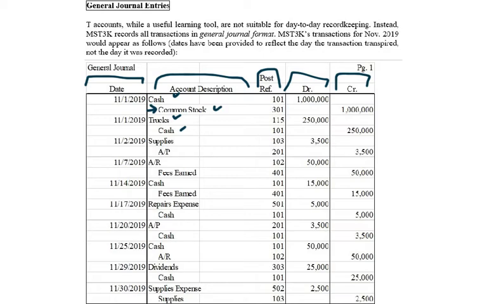The third transaction was the purchase of supplies on account. So the business has more supplies, debit supplies to reflect that, but they also owe more as a consequence of that. So they owe $3,500. Transaction 4 was our providing services for a customer, $50,000 on account. So we want to reflect that because it's on account, that's accounts receivable. They owe us $50,000, and of course, because we provided the service, that means we've earned it. That's the timing mechanism for that.